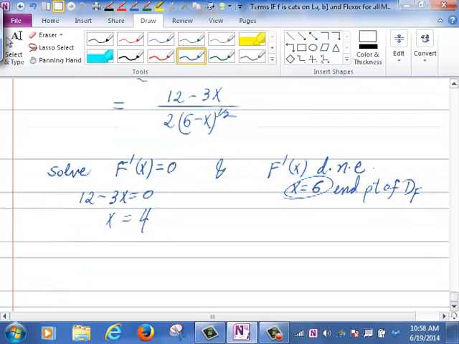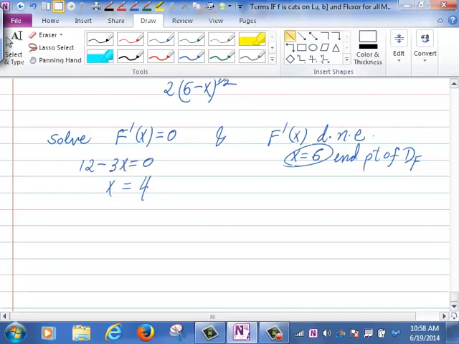So now I make my domain picture. Let's say that's my domain. My domain is not everything, right? What's this point here? That point would have to be 6. What is the critical point that I obtained? 4, right? So I plot that.